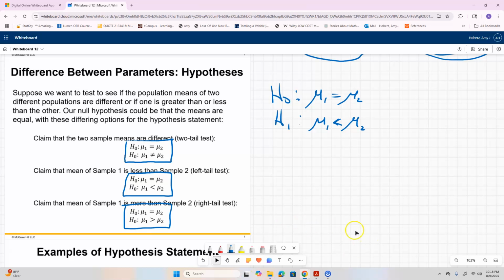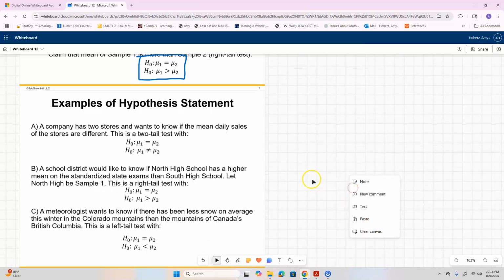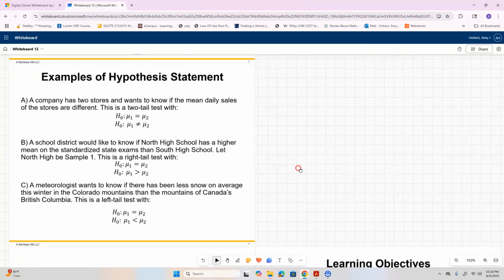All right, let's look at just some examples of just doing the hypothesis statement. Just like we did before, here in 9.1, we're just going to try to do the setup for the hypothesis statement, and then in 9.2, we'll actually do the full hypothesis test. So a company has two stores and wants to know if the mean daily sales of the stores are different. This is a two-tailed test.